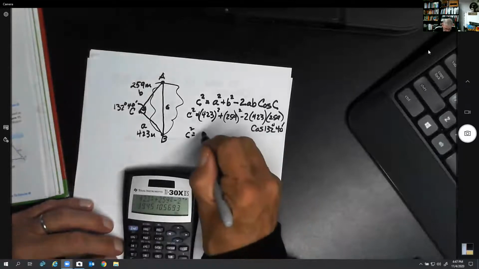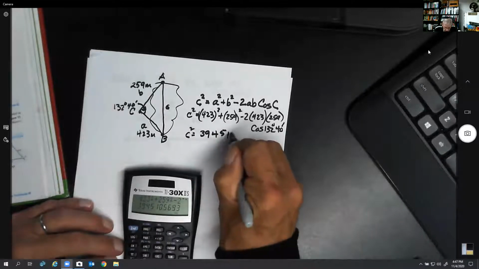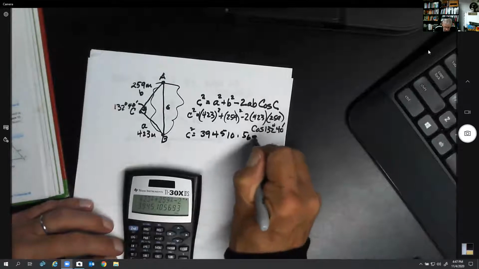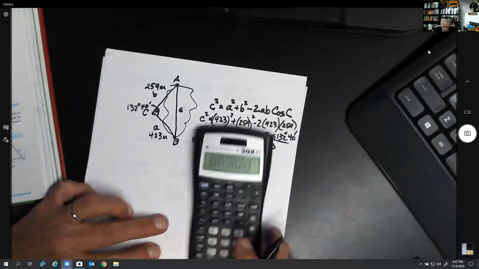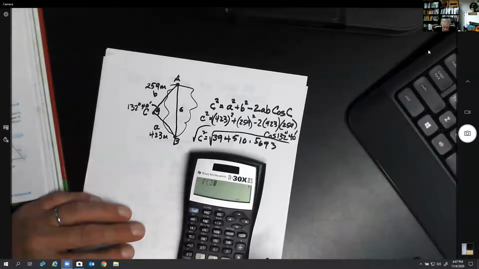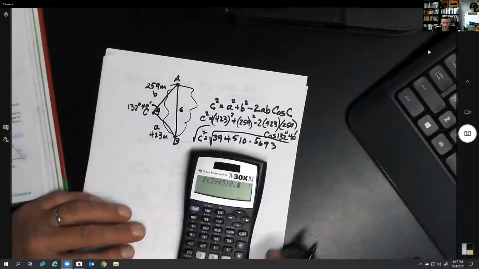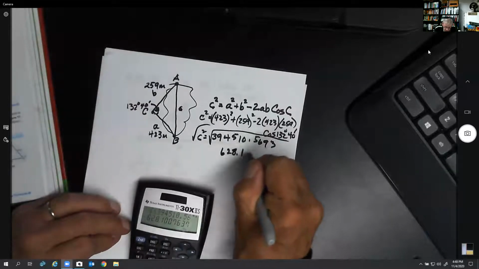Okay, large number again. Remember, we're going to take the square root of this. 394510.5693. We'll put the whole thing in. So c squared, the whole thing. Second, x squared, parentheses, equals 628.1 meters.